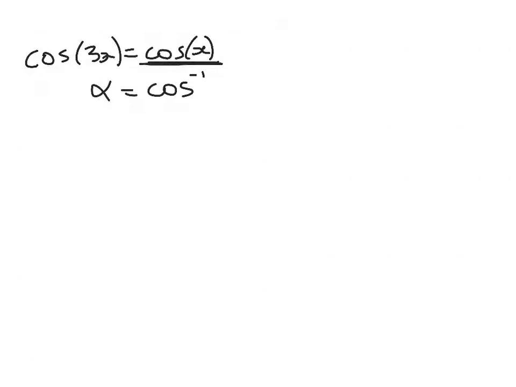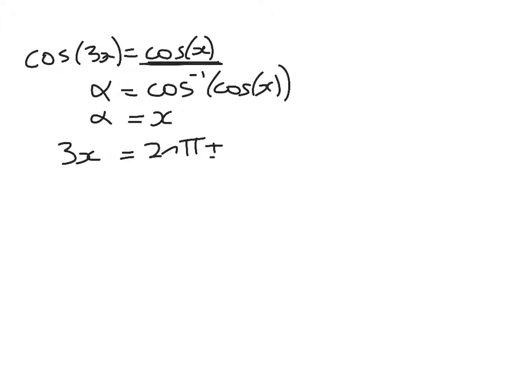Okay, so we've got cos of 3x equals cos of x. So the first way I'm going to solve this is by doing general solutions on it. So what we're going to say here is, what's the principal solution for the angle whose cosine is cos of x? So this is what I'm doing every time when I do general solutions. Alpha is that principal value. So alpha is just equal to x. So now I have 3x is equal to 2n pi plus or minus x. So that should feel a little bit weird, but actually pretty easy.